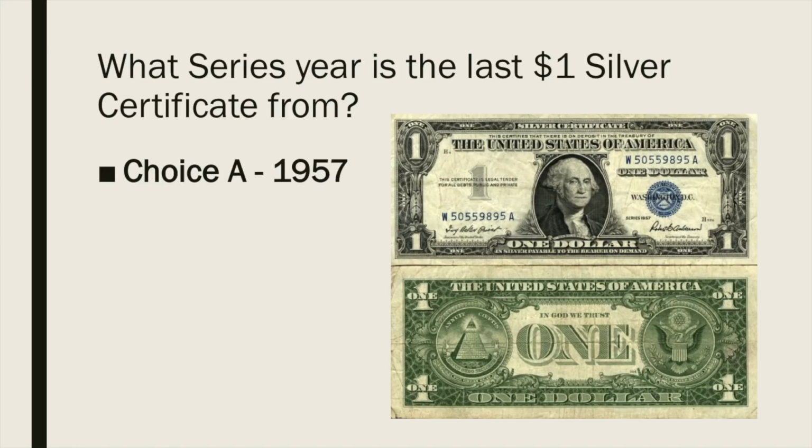So it's a little bit earlier. I tried to be a little tricky there, making it 1964, which is when they stopped doing 90% silver. That was the last year that they made it. But the silver certificates were from a little bit earlier. So 1957 is our answer for this question.